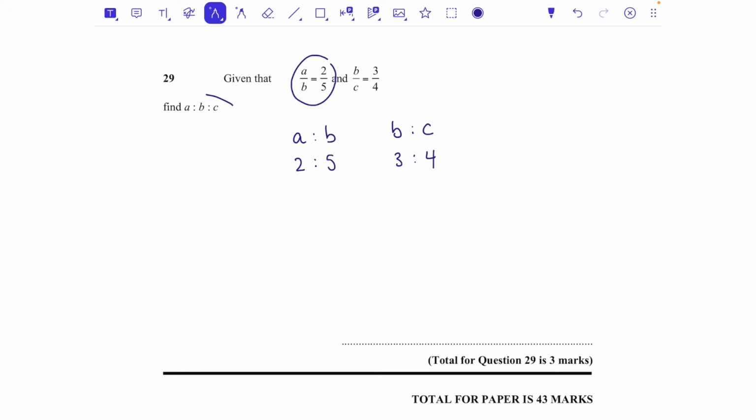Now, if I want to combine these ratios and put them together, I really need the B's to be the same number. At the minute, I'm saying for every 2 of this, I've got 5 of these, and for every 3 of these, I've got 4 of these, which isn't very helpful when the B's are different. So I'm looking for a number that's in the 5 times table and the 3 times table, and that would be 15.